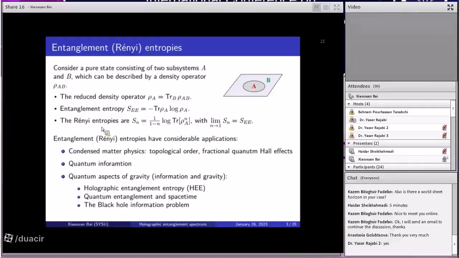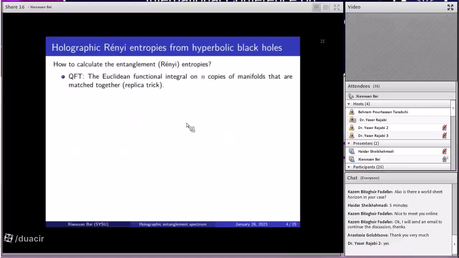Actually, these entropies have considerable applications in many areas. For example, in condensed matter physics, they can be used to detect topologically ordered phases. Besides, entanglement may inspire a deeper insight into quantum aspects of gravity, like the holographic entanglement entropy and the black hole information problem. So how do we calculate these entropies?